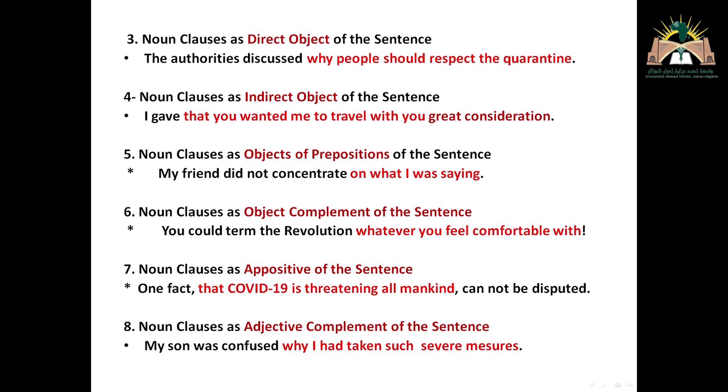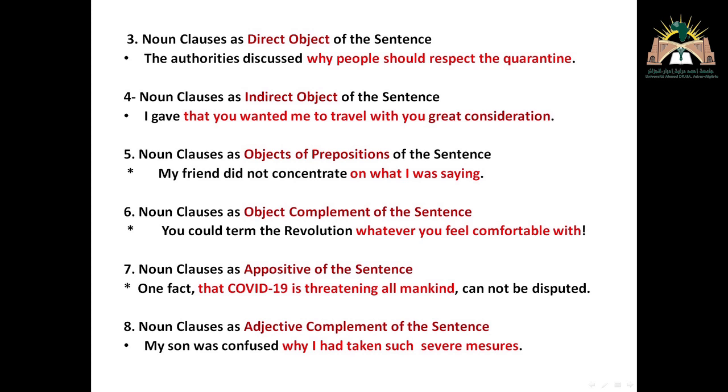Now, we have that you wanted me to travel with you. Here we stop. This is the noun clause acting as an indirect object of the sentence. Following, noun clauses as objects of preposition. Here there is another object, but object of preposition. So there is a preposition on. My friend did not concentrate on what? On what I was saying. So this noun clause is acting as an object of preposition.